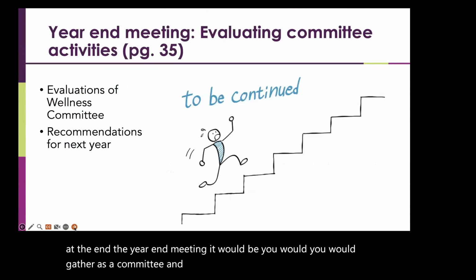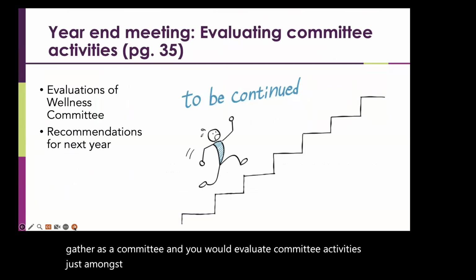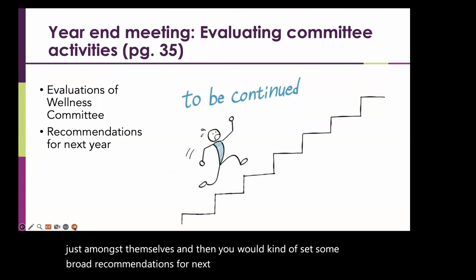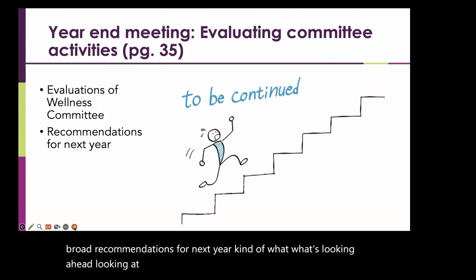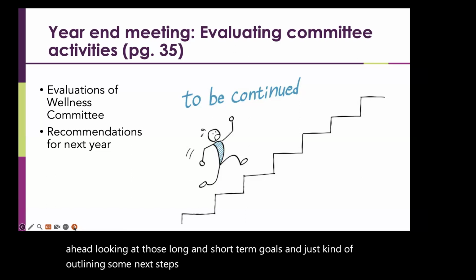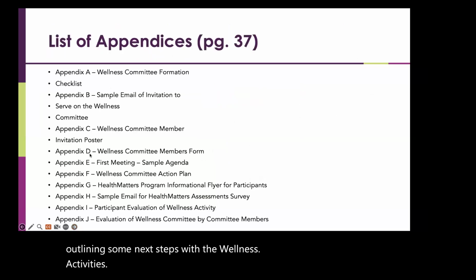And then at the end, the year-end meeting, you would gather as a committee and evaluate committee activities amongst yourselves. Then you would set some broad recommendations for next year, looking ahead at those long and short-term goals, and outlining some next steps with the wellness activities. Any questions?